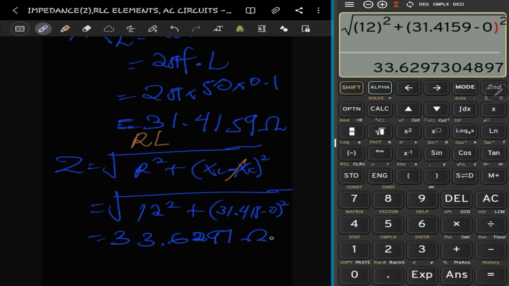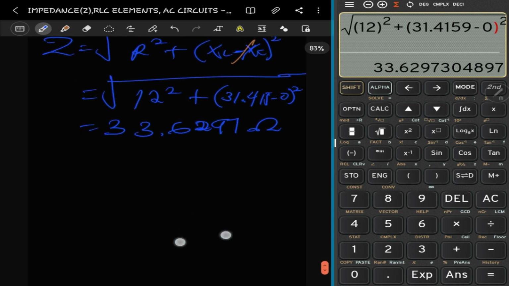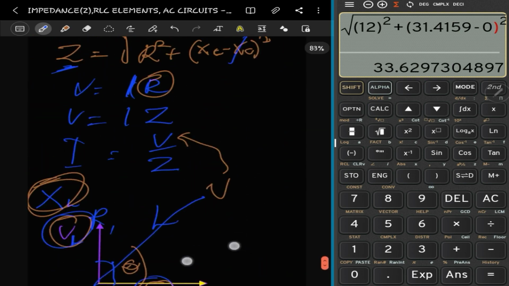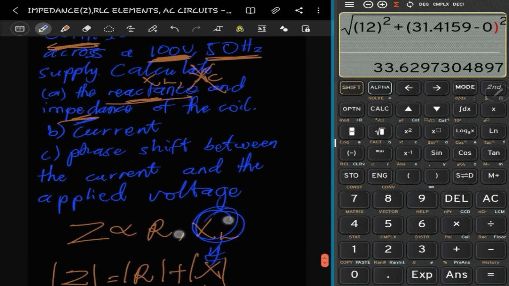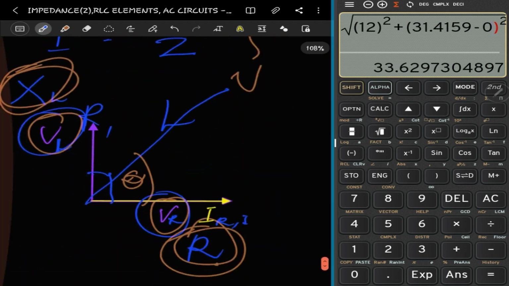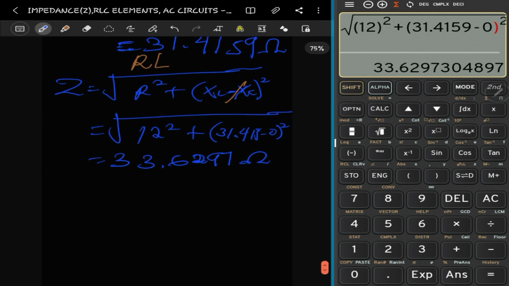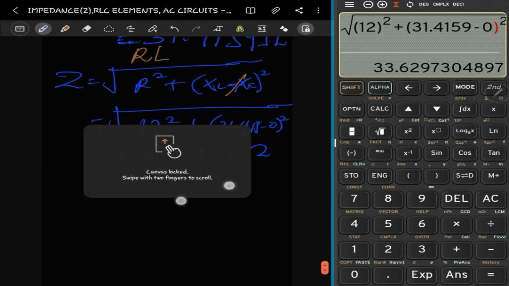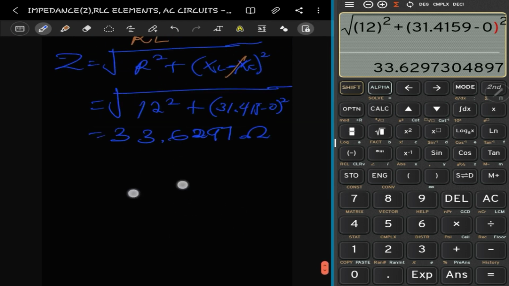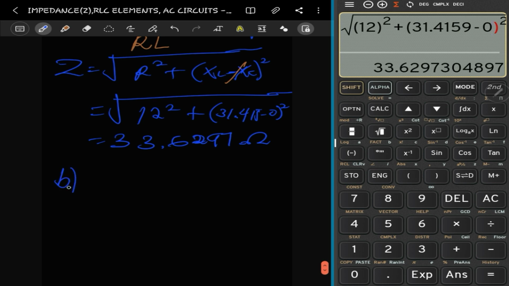Also something is opposing the flow of current, in ohms, right? So now we are down to part B. What does B ask us to find? The problem says the current, right? So if we are finding the current, here is what happens.